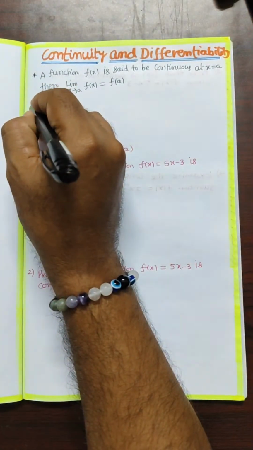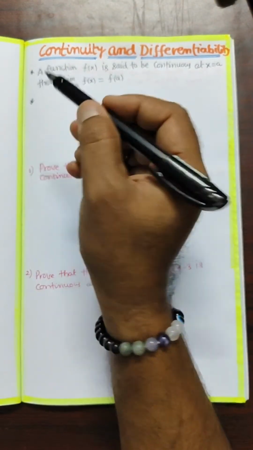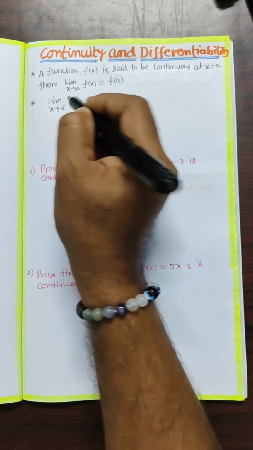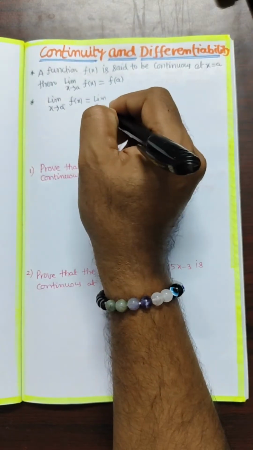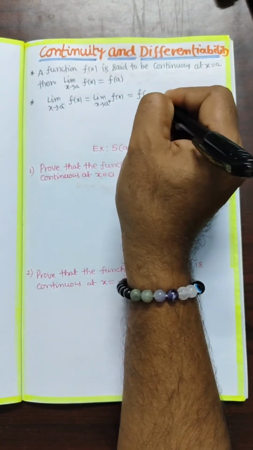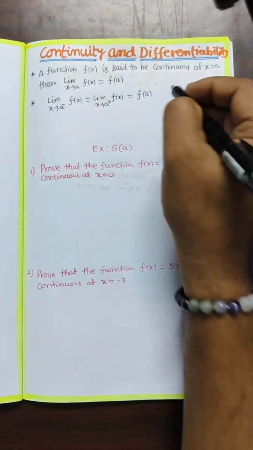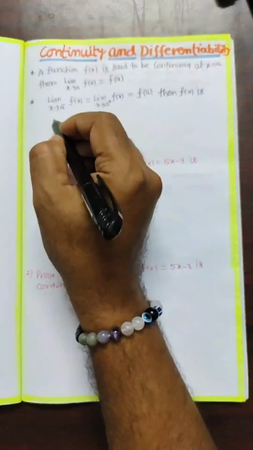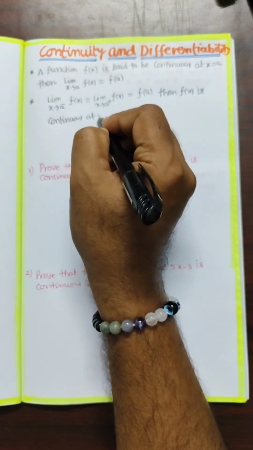Another definition also we have. What is that another definition? Limit x tends to a, f of x will exist when limit x tends to a minus f of x is equal to limit x tends to a plus f of x, left limit, right limit, and limit value f of a. Whenever these three are equal, then f of x is continuous at x is equal to a.